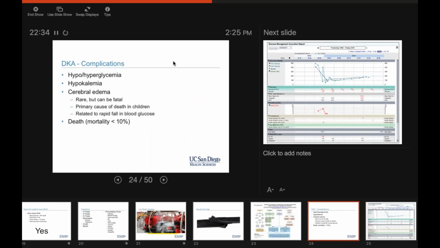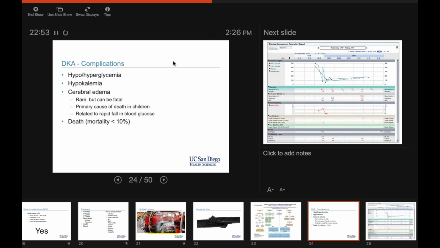Okay, complications of DKA. Obviously, we can deal with some hyper or hypoglycemia. Hypoglycemia is particularly what we'd like to avoid. Hypokalemia, okay? With all the movement of that potassium, you want to make sure it's not going too fast. Cerebral edema, okay? That's when we drop our sugar too fast.